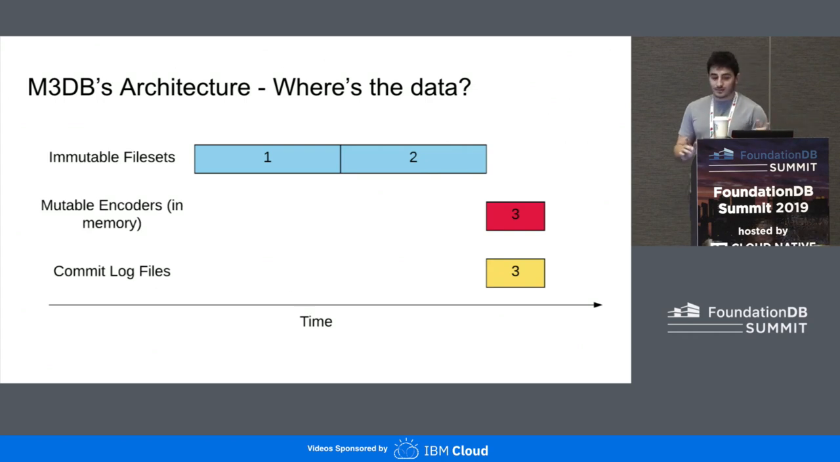And then if you think about where your data lives at any point in time, your most recent time series writes live in two places. They live in your commit log files and in your in-memory mutable encoders, and those cover the same amount of data. And then data that's a little bit older lives in these immutable fileset files.